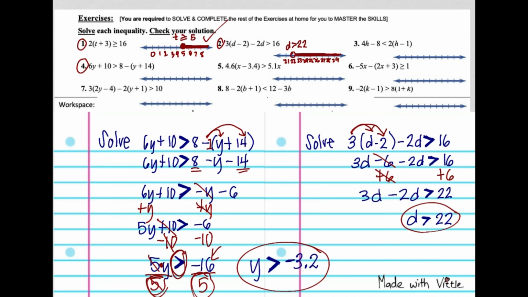Let's plot it on the number line. So a negative 3.2 should be somewhere between a negative 3 and a negative 3.5. And it should be open because y is not equal to it. But y is greater than. So that means everything to the right should be shaded.